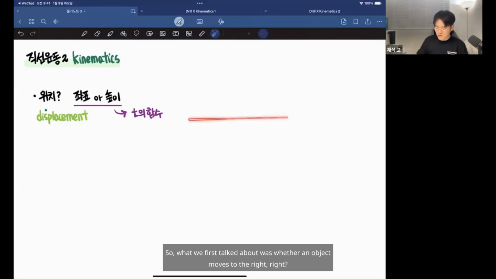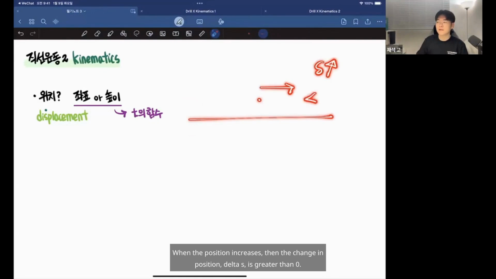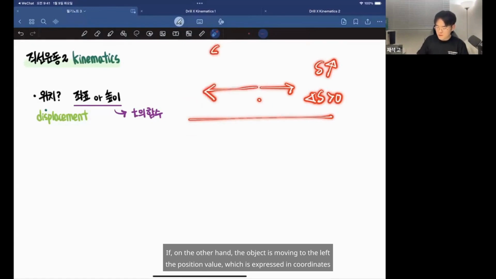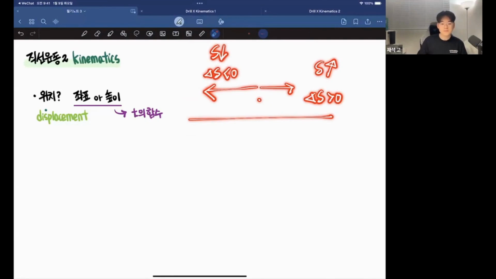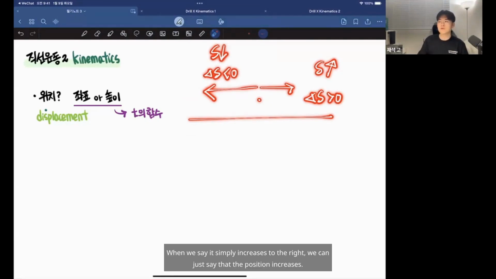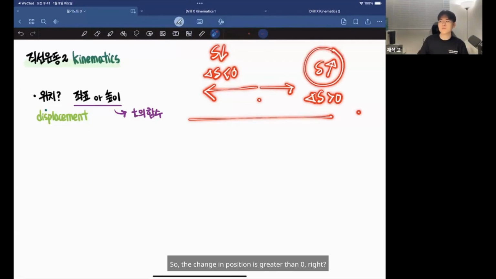So, what we first talked about was whether an object moves to the right. When the position increases, then the change in position, delta s, is greater than 0. If, on the other hand, the object is moving to the left, the position value, which is expressed in coordinates, decreases. In that case, the change in position would be less than 0, right? Is this okay, guys? When we say it simply increases to the right, we can just say that the position increases. So the change in position is greater than 0, right? It's not wrong, but it doesn't sound very natural.